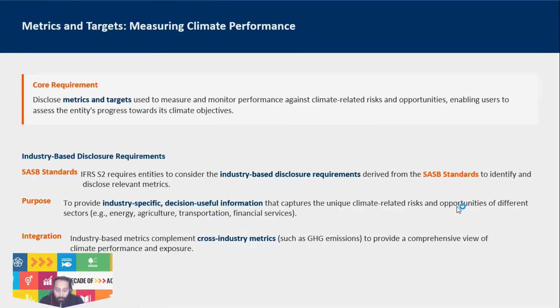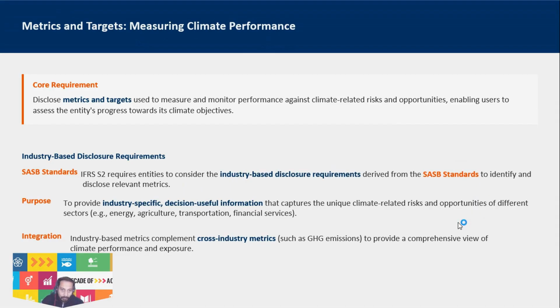Now we need the numbers. So IFRS S2 requires two types of metrics. One is core metrics. These are required for everyone, like GHG emissions, scope 1 to 3. And industry-based metrics. So IFRS S2 requires you to consider SASB standards for the industry-based metrics. So if you are in oil and gas, you report different metrics than if you are in banking or the financial industry. So this ensures comparability within your sector. So here, the SASB standard is very important.